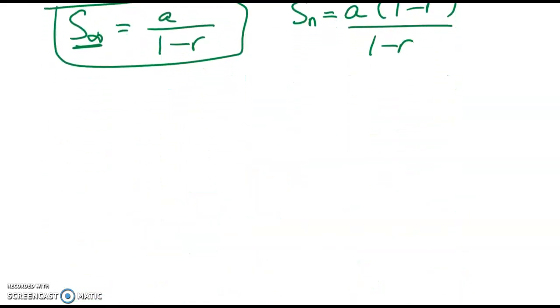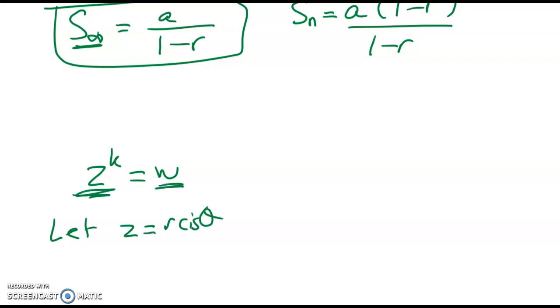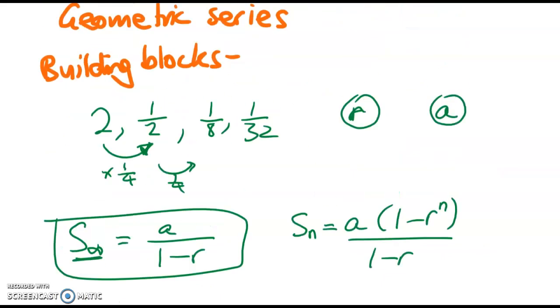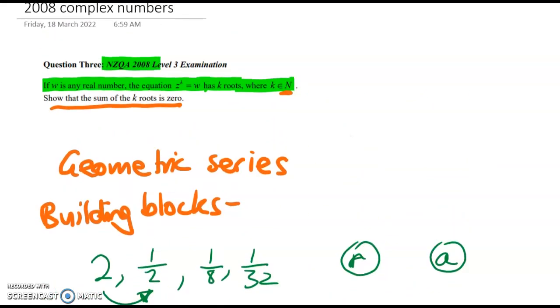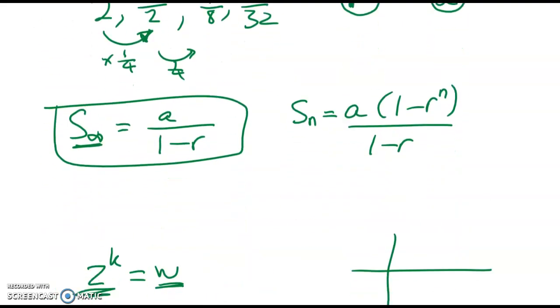Okay, let's start off by saying that we've got z to the k equals w. As usual, when you're doing something with complex roots, we start by letting z equal r cis theta, and we substitute that in. That's on the left-hand side. Now, on the right-hand side, w is a real number. Right, just going back up here, w is any real number.